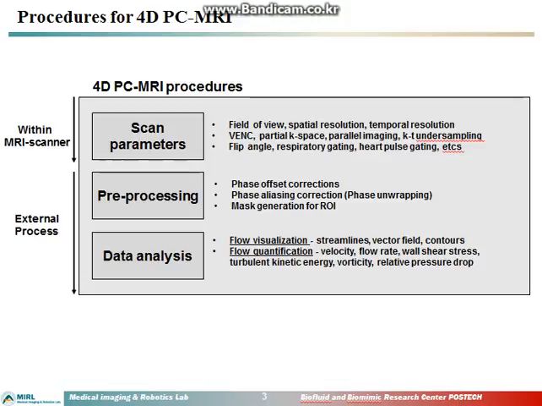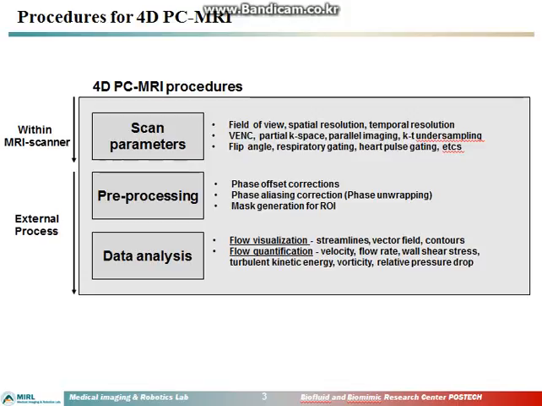For 4D PC MRI procedures, we need to consider three steps. At first, scan parameters should be set up: field of view, spatial resolution, temporal resolution, VENC, partial k-space, parallel imaging, and so on. These parameters are closely related to the scan time and quality of the data. In most clinical environments, the scan time is limited. Therefore, scan parameters should be adjusted to maximize the data quality for the limited scan time.